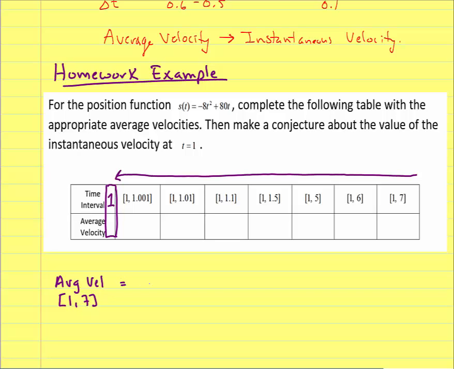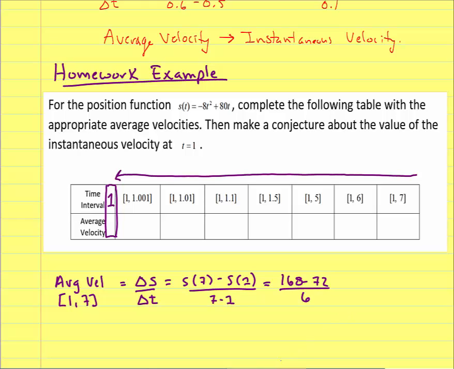So my average velocity would be the change in position over the change in time. So the change in position would be s of 7 minus s of 1, all over 7 minus 1. So I'm plugging this back up here. I'm taking 7 and plugging it in here. And when I plug that in, I get 168 minus 72, all over 7 minus 1, which is 6.